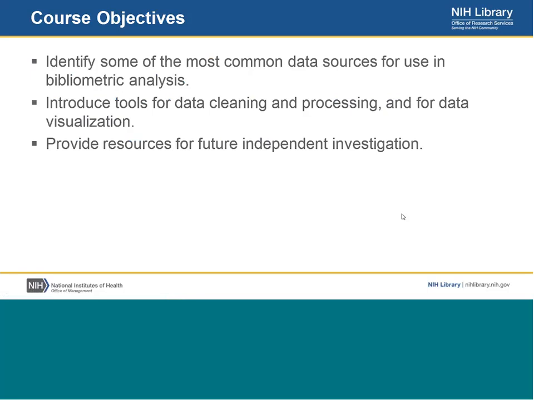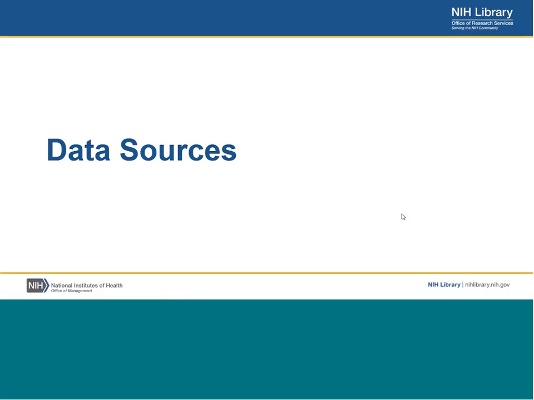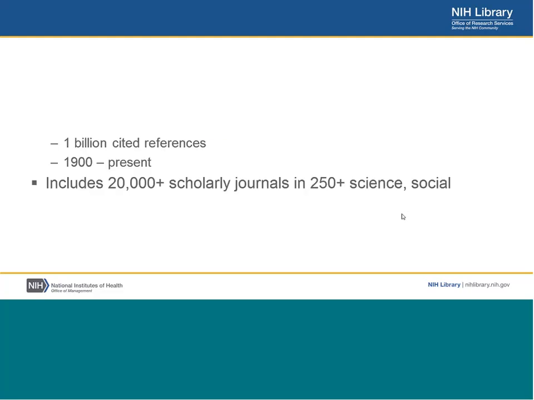So the objectives for this session are to identify some of the most common data sources for use in bibliometric analysis, in addition to learning about some of the tools that are available to you for data cleaning and processing, and also for data visualization. At the conclusion of this presentation, we'll also learn about some additional resources that are available to you for future independent investigation. So to start, we'll hear first about our data sources, because that's really where we begin with our process. We have to have some data to work with.